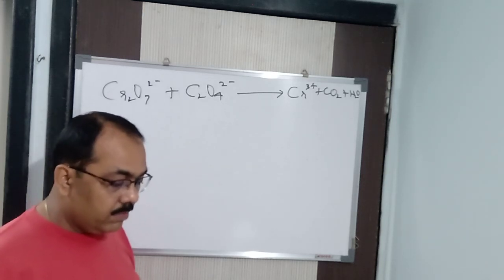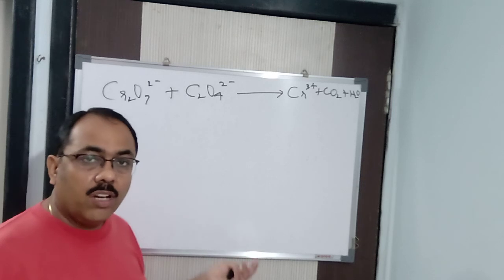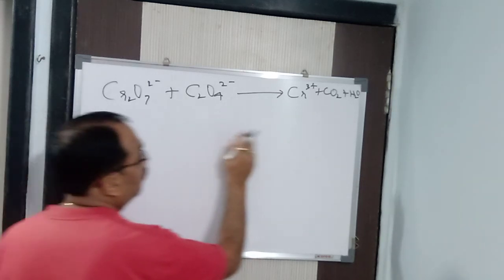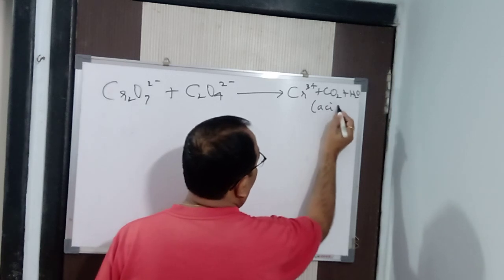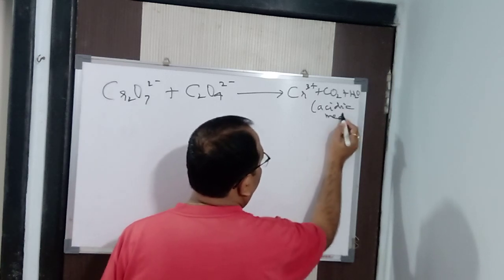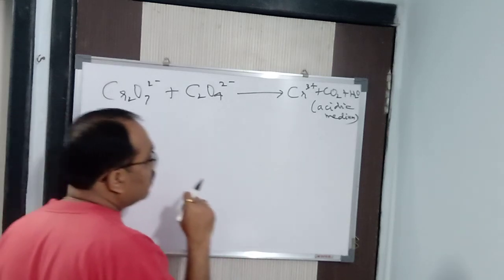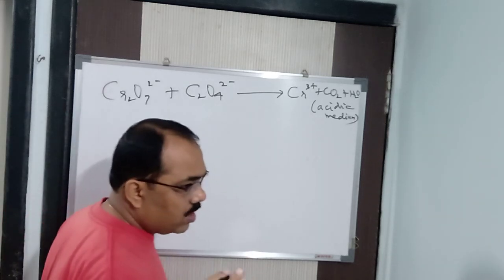The first step is the same thing: go for finding out the oxidation number. This is the ion electron method. In which medium do I have to balance? Mind it, acidic medium. I have to balance this equation. That means in the end the answer should have H plus ion.